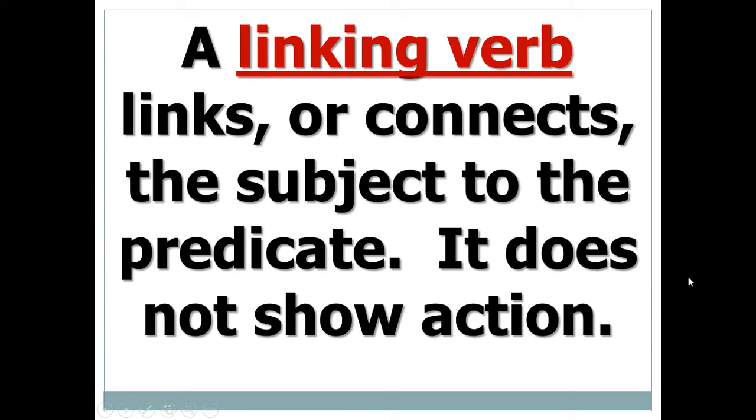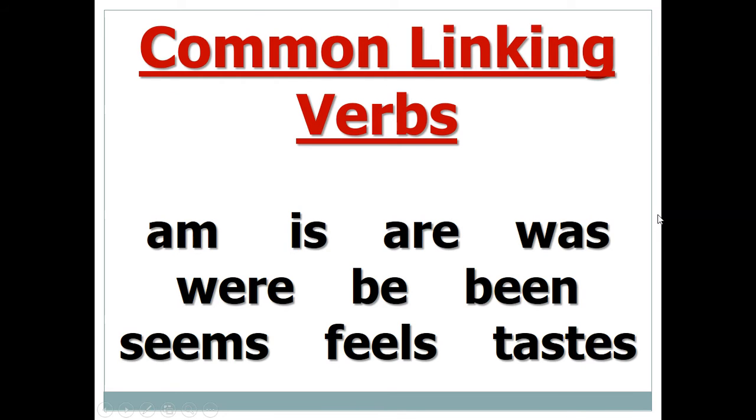Now, a linking verb links or connects some word back to the subject. This is not going to show any action whatsoever. It's going to link either an adjective back to the subject, or it's going to link a noun back to the subject. Here are some common linking verbs, I should say. You've seen these before. The words am, is, are, was, were, be, been, seems, feels, tastes. We covered these words when we looked at our linking verb units earlier this year.